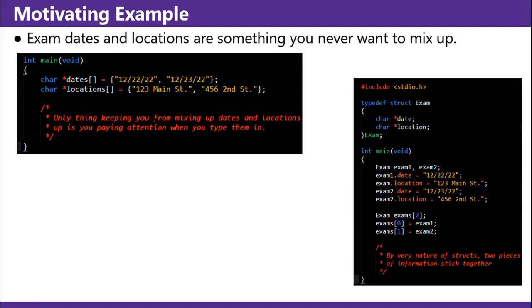That example is incorrect. It should be exam1.location, exam1.date. It doesn't have exam1 for the location. Anyways, you build up an exam, you put them into an array, and then every element in your array is an exam, and you won't mix up the information at all. By the very nature of structs, two pieces of information stick together.